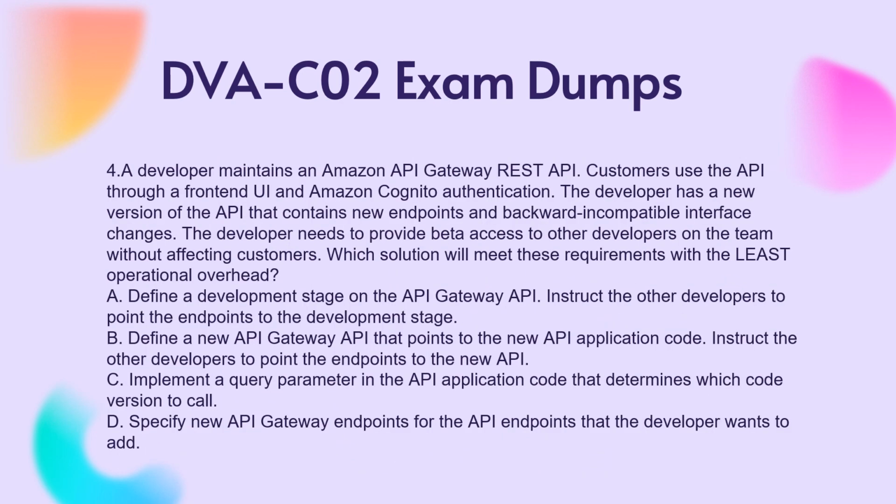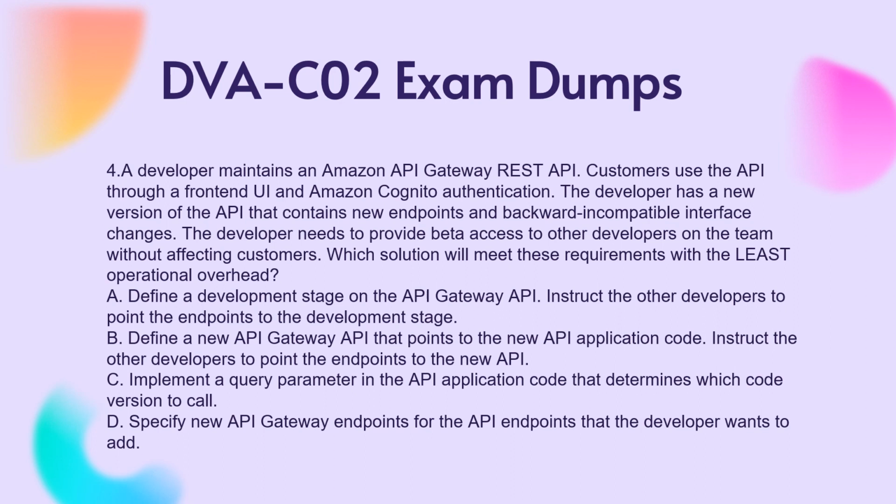4. A developer maintains an Amazon API Gateway REST API. Customers use the API through a front-end UI and Amazon Cognito authentication. The developer has a new version of the API that contains new endpoints and backward-incompatible interface changes. The developer needs to provide beta access to other developers on the team without affecting customers. Which solution will meet these requirements with the least operational overhead?